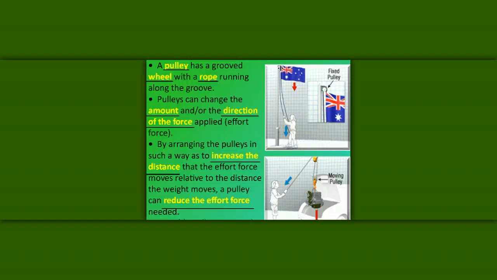A fixed pulley has a grooved wheel with a rope running along the groove. Pulleys can change the amount and or the direction of the force applied. That's of course called the effort force. These same colors are used whenever we are talking about pulleys. There's the blue arrow, there's your effort force.